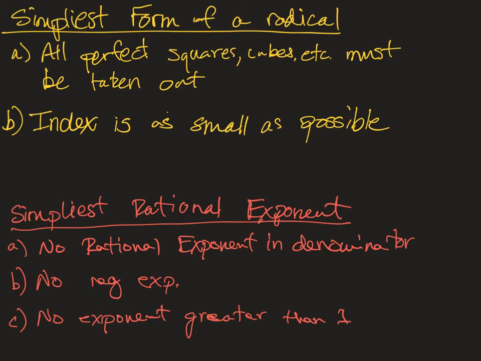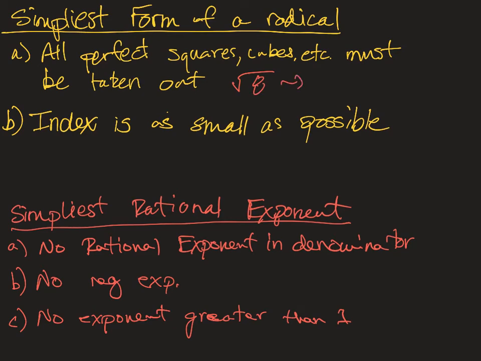So let's first talk about simplifying a radical. The first one says all perfect squares, cubes, etc. must be taken out. That's something that you guys have already done, so I'm not really going to spend a whole lot of time on it. That's what you've been doing with the radical your whole math career.